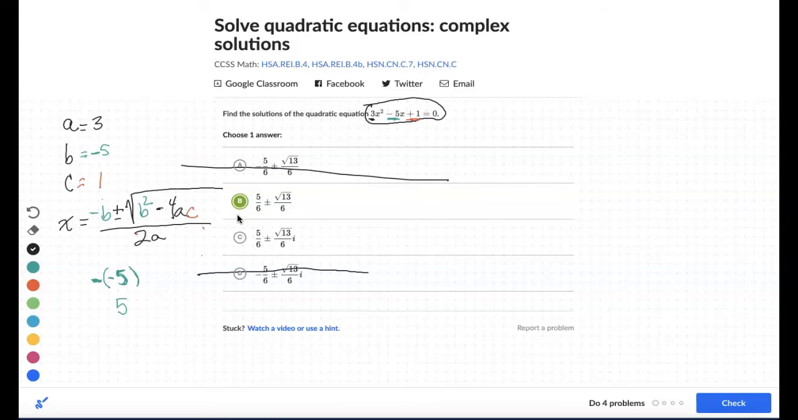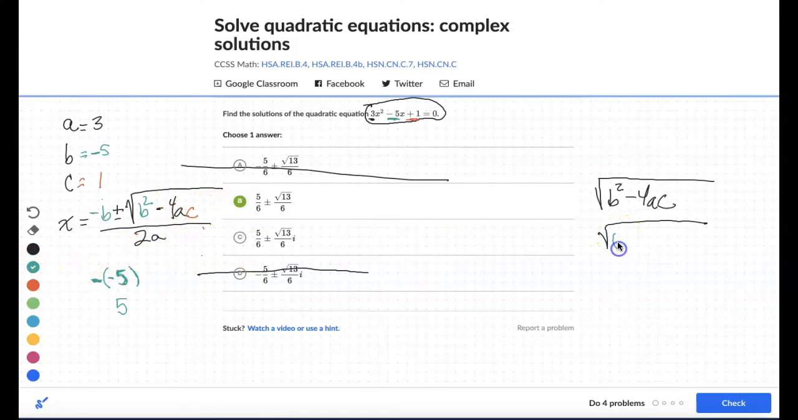To do that, what we really need to do is find our discriminant here, this square root of b squared minus 4ac. What we have to choose from is the square root of 13 over 6 or the square root of 13 over 6i, which would mean a real number 13 over 6 or an imaginary number 13 over 6. Remember, that imaginary number comes from having a negative square root, so let's see what happens when we substitute our information into b squared minus 4ac. Let's see if we get a positive or a negative number.